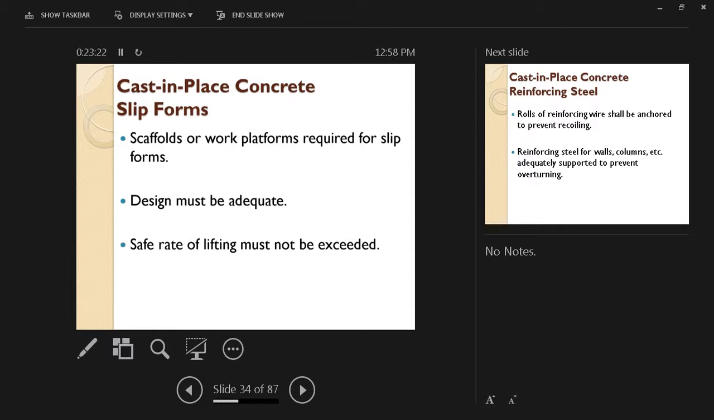Design must be adequate, and the safe rate of lifting must not be exceeded. That rate of lifting is going to be really slow. It's going to be a few inches an hour, maybe, to allow concrete to gain enough strength before you remove that formwork. So that synchronization has to be studied and properly calculated.